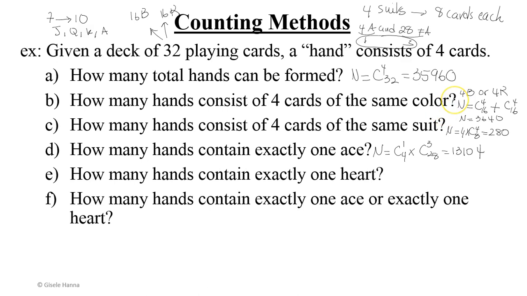Okay, now similarly, how many hands contain exactly 1 heart? Now we know that we have 8 hearts, so I need to choose exactly 1 card that is a heart. So it's 1 out of the 8 hearts times the remaining 3 cards out of the remaining 24 cards that are not hearts.